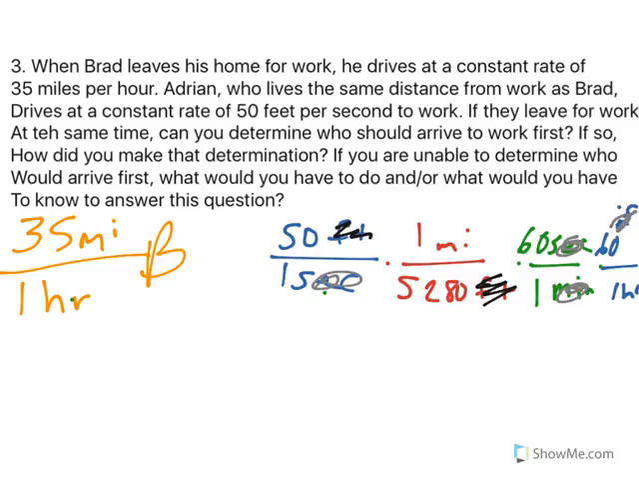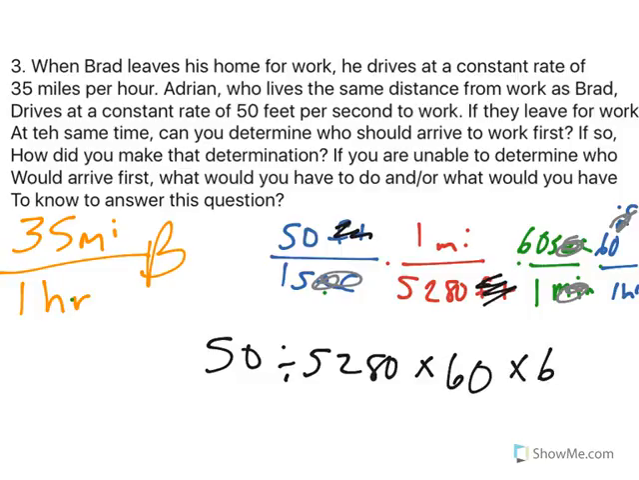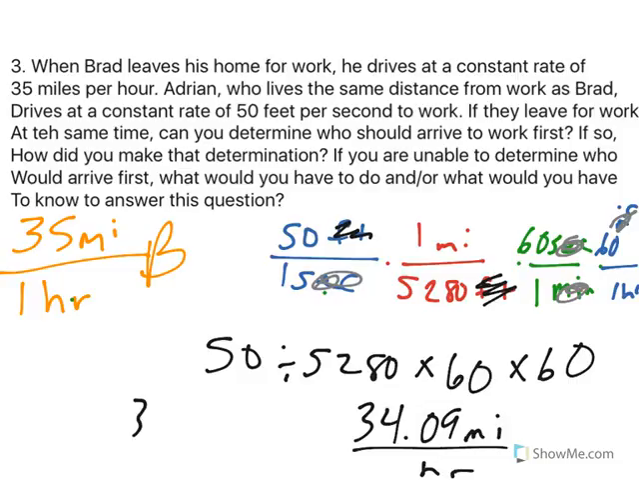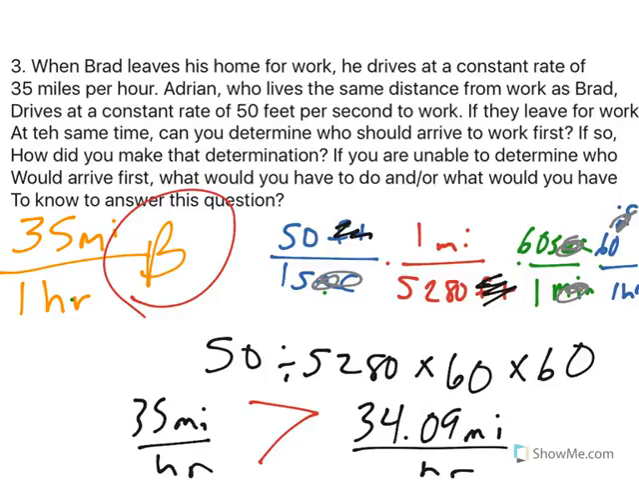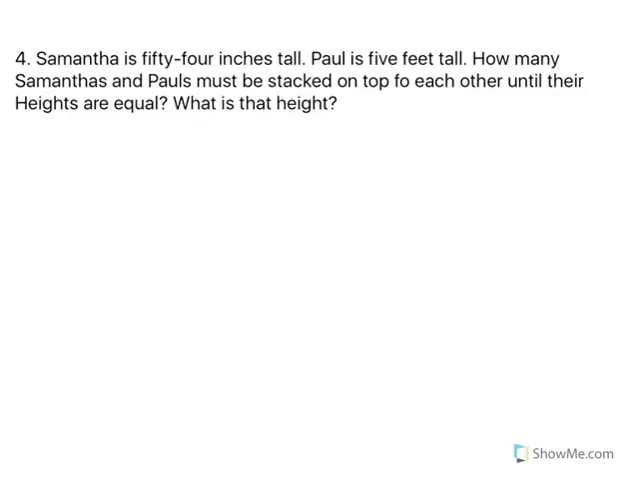Now, when you have a number, so 50 is in the top, so I start with 50. I'm going to divide by 5,280 because it's in the denominator. I'm going to multiply by 60 because it's on the top, and I'm going to multiply by 60 because it's in the top. When I put that all in the calculator, it gives me 34.09 miles per hour. Therefore, Brad's over here at 35 miles per hour. So because Brad is greater, Brad will get to work first. Not by much, but by a little.